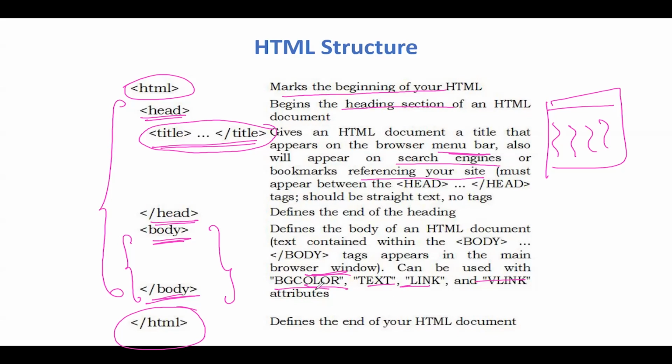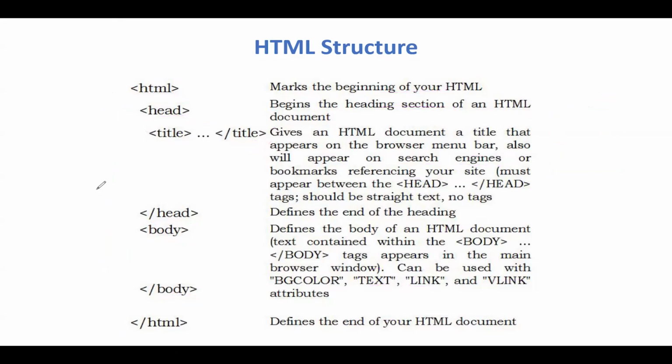BG color stands for the background color of your text. Text is what kind of text you're putting. Link is whether you're adding a link, all these things. And with the end tag, we define the end of your HTML document. So this is the very brief structure of your HTML document.